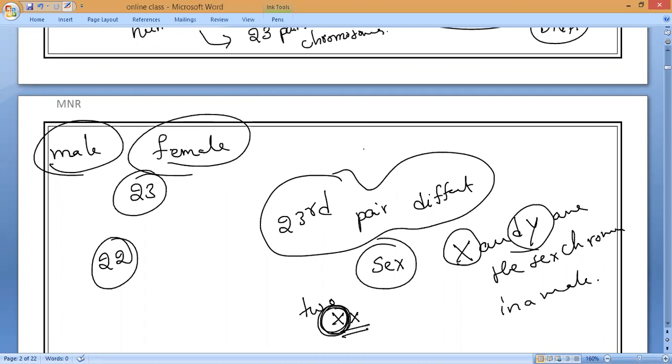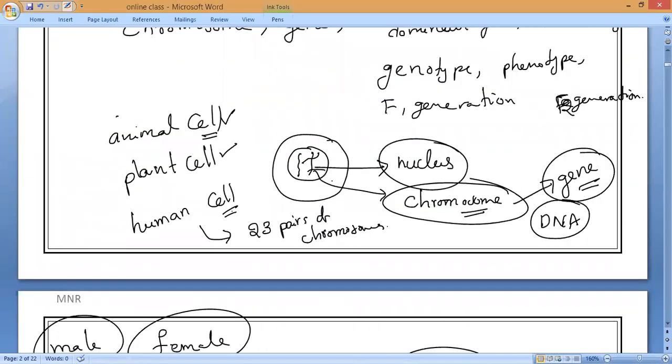Like that, different organisms have different numbers of chromosomes. No two kinds of organisms have the same number of chromosomes. All humans have 23 pairs of chromosomes, male cells and female cells alike. If you take plant cells, it is different. If you take another animal, another cell, different cells have different numbers of chromosomes in their nucleus.